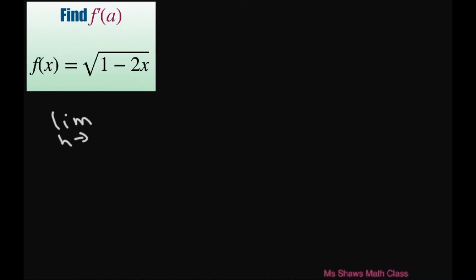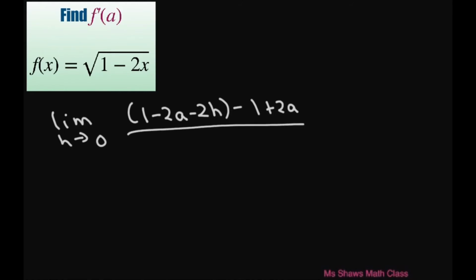as h approaches 0. And once you take away the square root and distribute that 2, we're going to have 1 minus 2a minus 2h minus 1 plus 2a. All right, so I just distributed that negative, all divided by your denominator, which is h. And this is the long part. 1 minus 2, you just keep copying this down. a plus h plus the square root of 1 minus 2a.